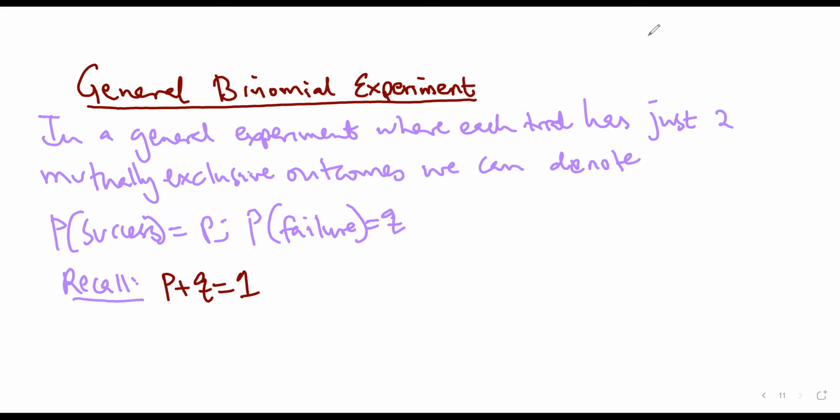So if you consider a general experiment where each trial has just 2 possible outcomes, which are mutually exclusive, then we can denote the probability of success by letter P and the probability of failure by letter Q. And we have mentioned that P plus Q is always equal to 1. So let's consider the first trial of a general experiment.